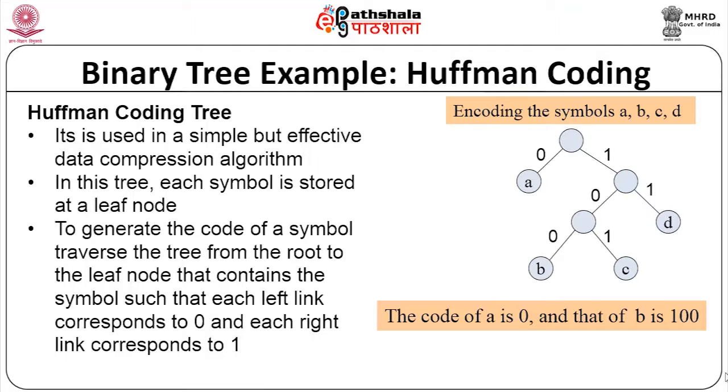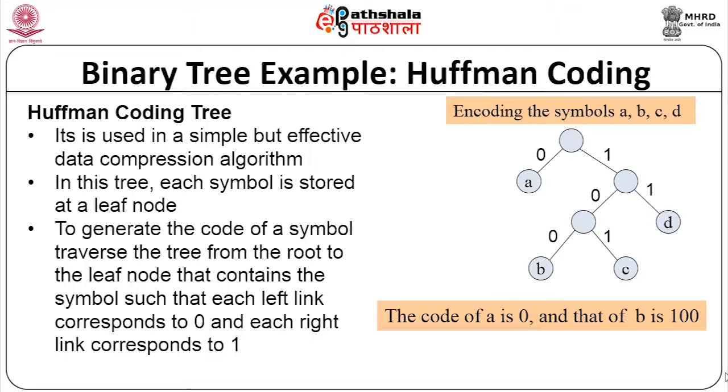Now, this is generated automatically. If you want to have an effective Huffman code, you have to see that the symbols that occur less frequently are at the lowest depth, and the symbols that occur more frequently occupy the top levels.